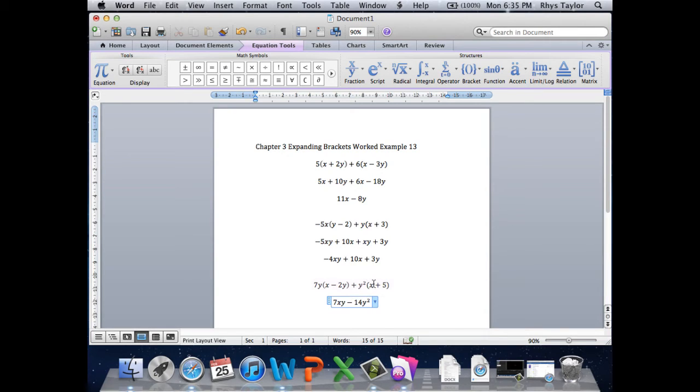Now, y squared times x. That's just plus xy squared. And plus 5y squared.